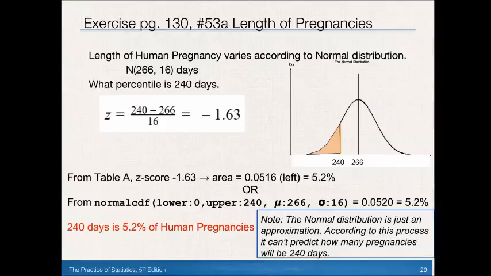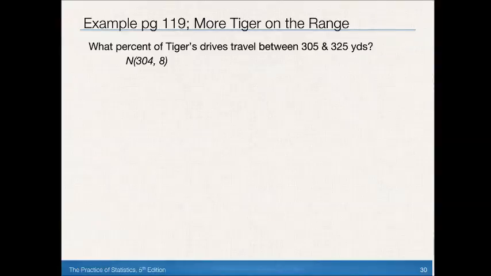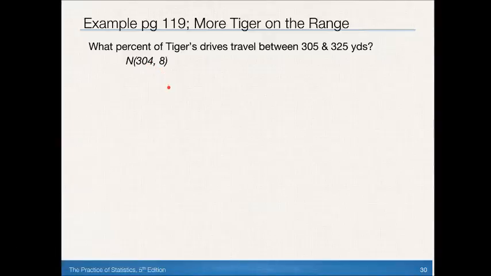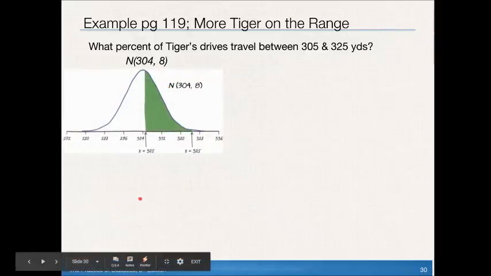Okay, so let's go back to page 119 and take a look at more on Tiger in the range. So what percent of Tiger's drives travel between 305 and 325? So if we recall, we have a normal distribution of 304 as an average and 8 standard deviation. So to do this, we have this graph going on here.